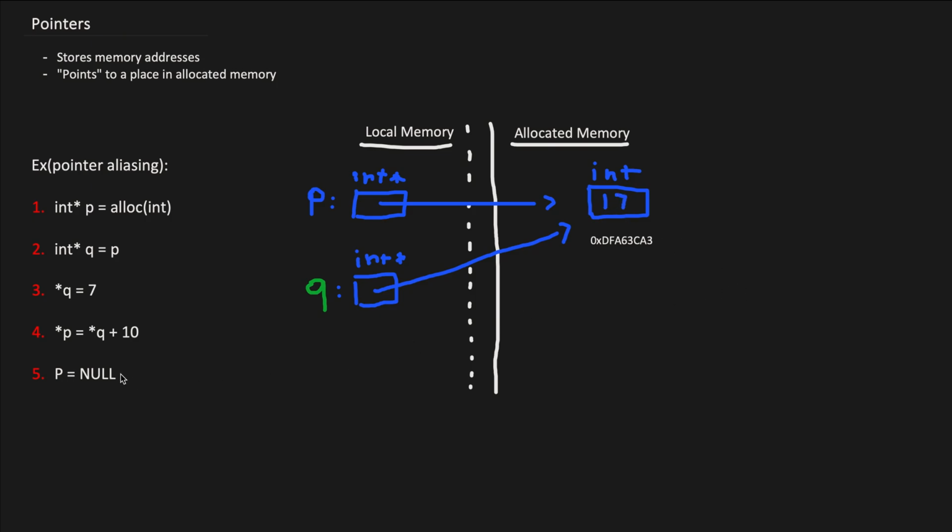And finally, this should be lowercase for step 5. So finally, let's say we said p is equal to null. So what this does is it'll actually change p, the arrow p, to be pointing to null. And in our diagram, we can just draw something like this to signify null. However, q is still pointing to this spot in allocated memory.